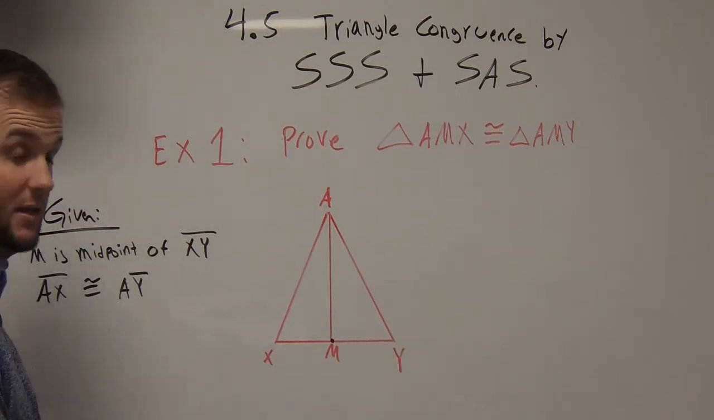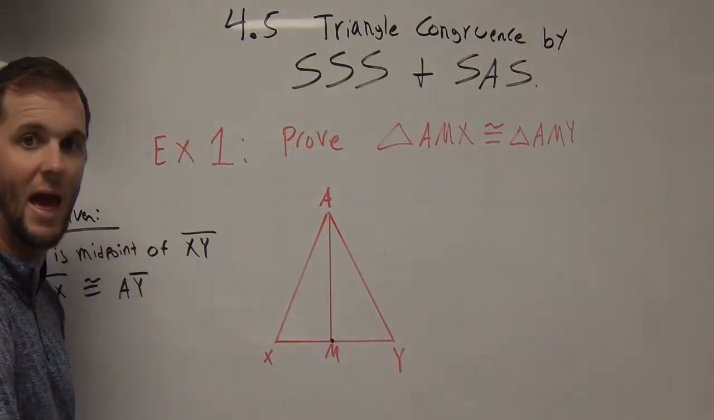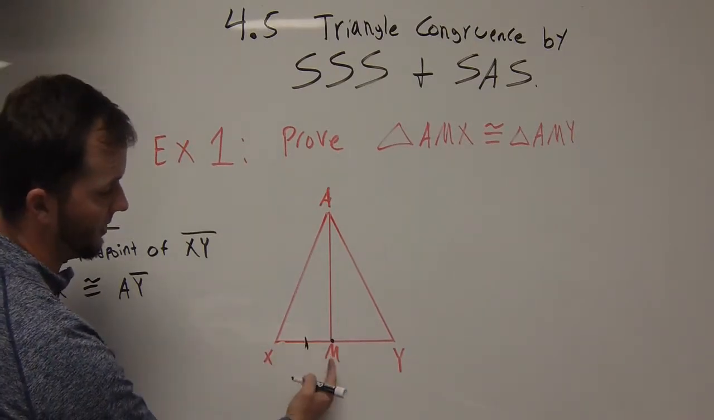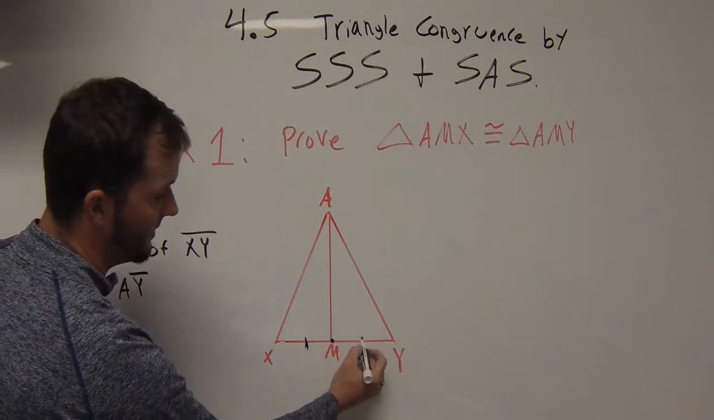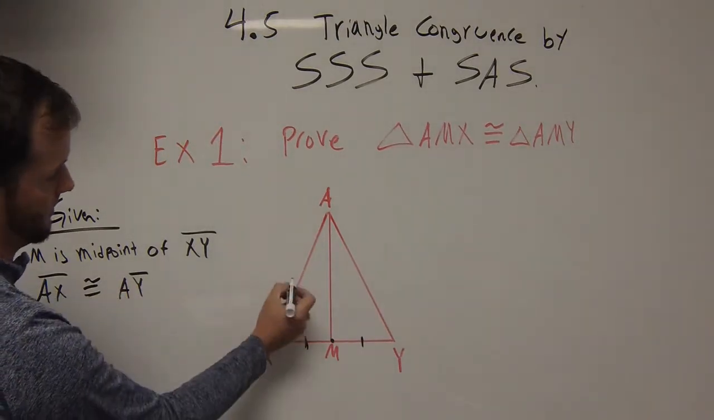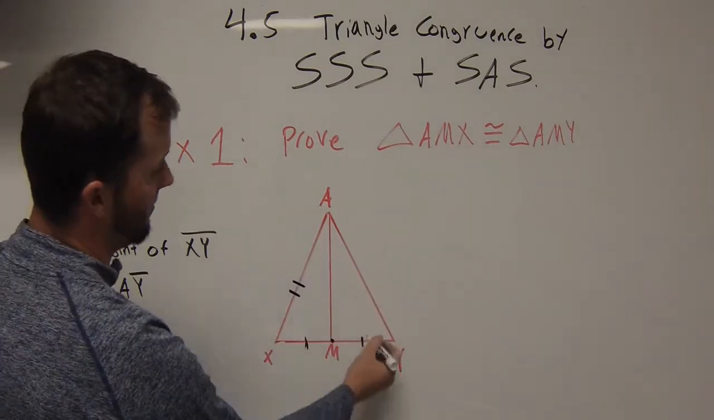So what that tells me is that M is cutting XY in half. So that tells me XM is going to be congruent to MY. These two sides right here are congruent to each other. Okay? Now the next thing it tells me is that side AX is going to be congruent to side AY. So let's look here. AX is going to be congruent to AY.